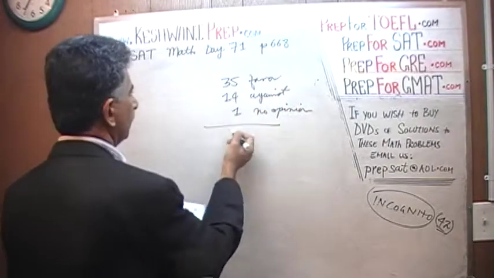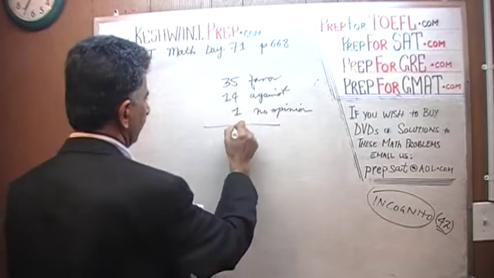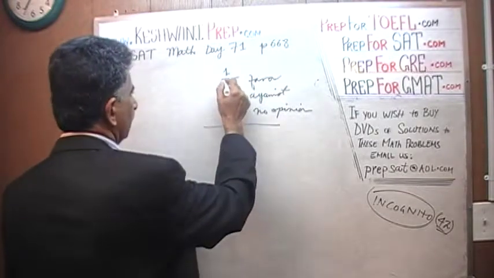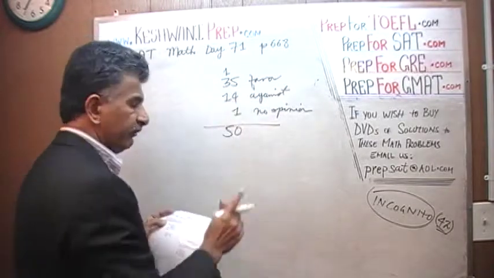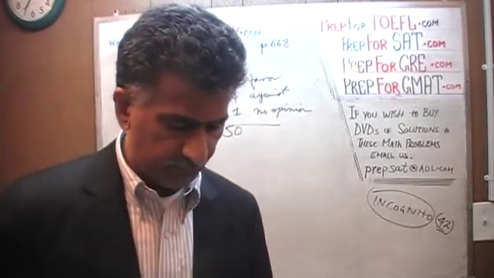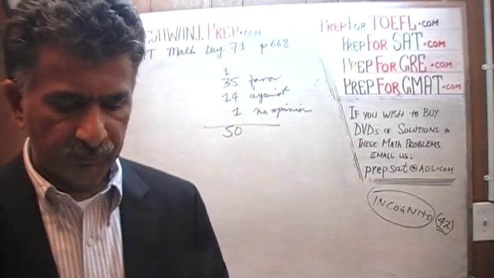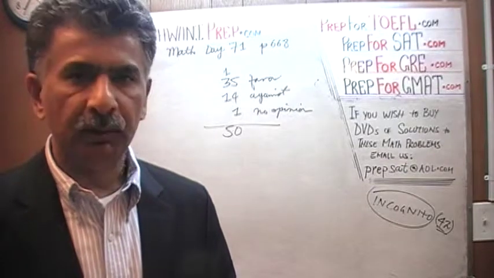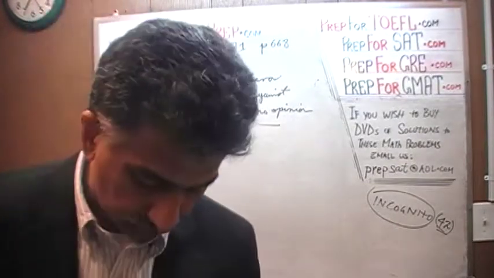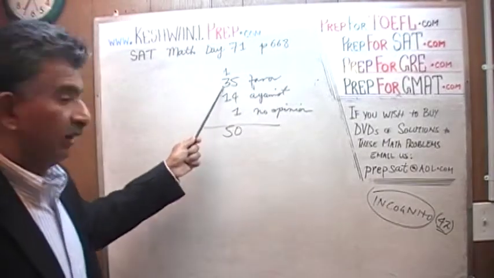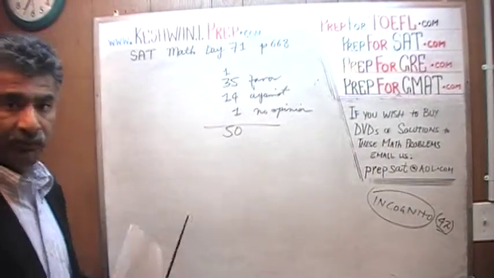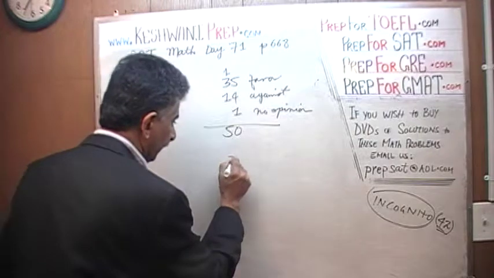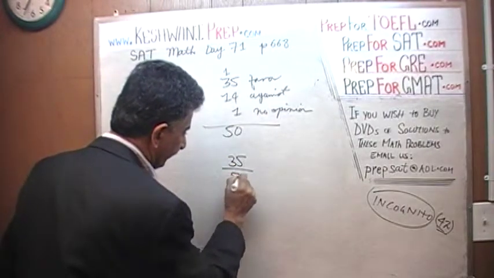Let's see what does that add up to. 5 plus 5 is 10. 0, carry 1. 4, 5. Looks like there are 50 people altogether. What is the question asking? What fraction of those polled were in the favor of building a new library? Well, we know there are 35 people in favor of building the library out of a total of 50. So what fraction is in favor? The answer is 35 over 50.